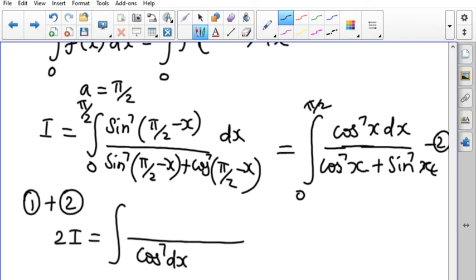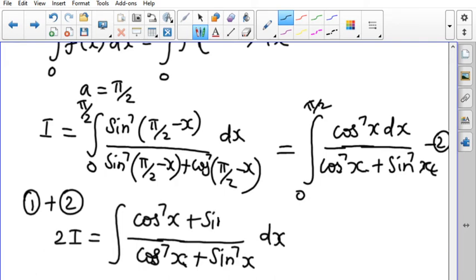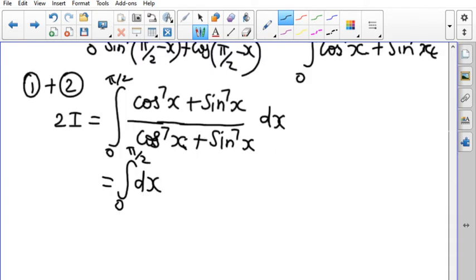So the denominator is the same: cos power 7x plus sin power 7x, dx. In the numerator, adding, we have cos power 7x from equation 2 and sin power 7x from equation 1, so cos power 7x plus sin power 7x. So we can cancel this, and we get the integral of dx, with limits from 0 to pi by 2. What is the integral of dx? The integral of dx is x, from 0 to pi by 2.